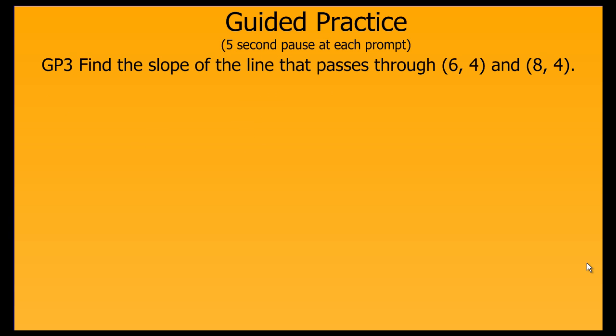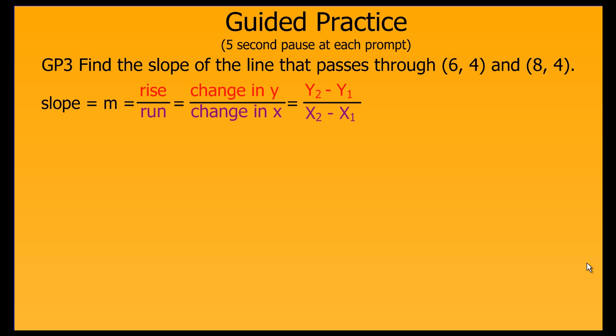Let's try one more example. What are we trying to do here? Again, we're trying to find the slope when given 2 points. What do we do first? We recall our definition and formula for slope. And the next step? We fill in the y-coordinates to calculate the rise and our x-coordinates to calculate the run. Now what? We simplify. In this case, our slope is 0.